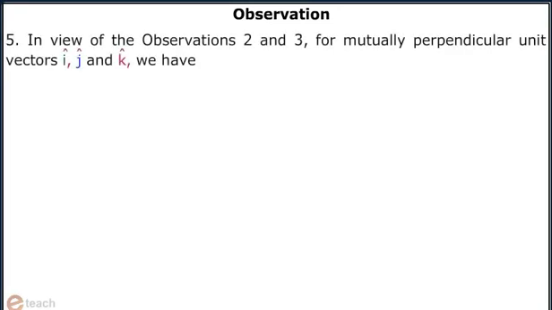In view of the observation 2 and 3, for mutually perpendicular unit vectors i cap, j cap and k cap, we have i dot i equals j dot j equals k dot k equals 1 and i dot j equals j dot k equals k dot i equals 0.